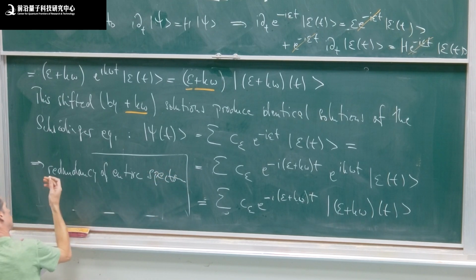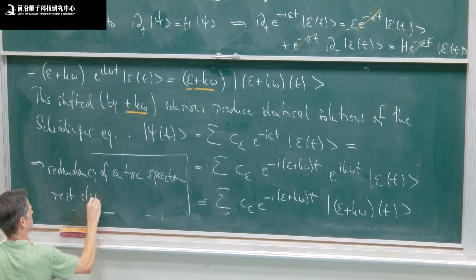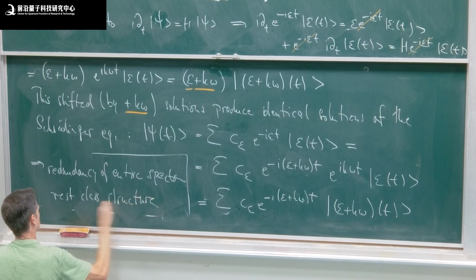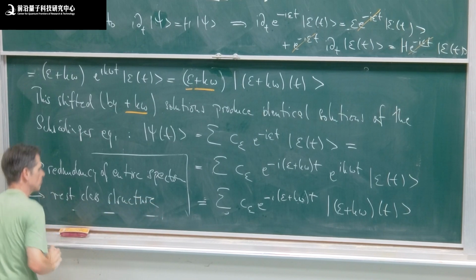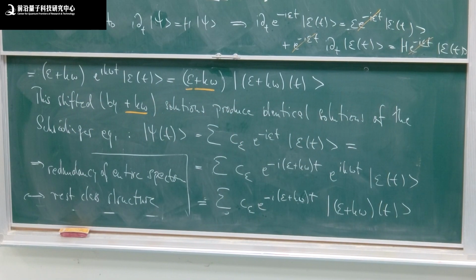Yeah, and what the mathematicians call is a Riesz class structure. And this means that it suffices to take only those solutions of the Floquet eigenvalue problem which lie within a spectral interval of length omega, which is then called the Floquet zone. Okay.